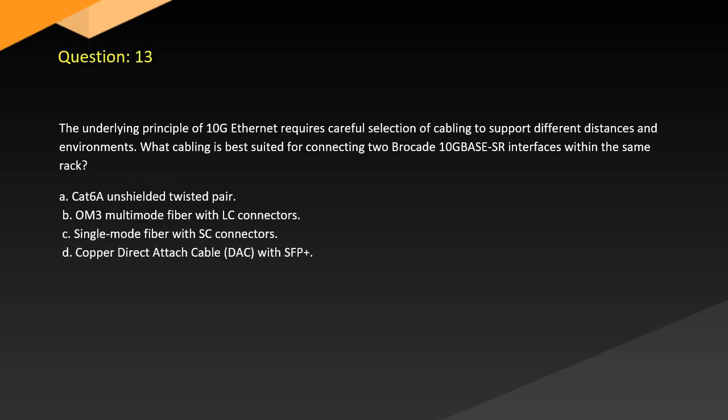Question 13. The underlying principle of 10 Gigabit Ethernet requires careful selection of cabling to support different distances and environments. What cabling is best suited for connecting two Brocade 10GbE interfaces within the same rack? A. Copper unshielded twisted pair. B. Multimode fiber with LC connectors. C. Single-mode fiber with SC connectors. D. Copper direct attach cable, DAC, with SFP+.